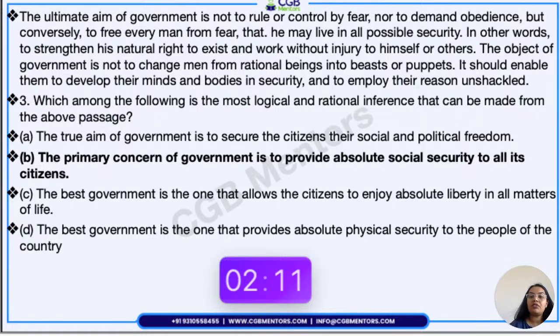So, which among the following is the most logical and rational inference? Inference means in lines के बीच में hidden. Okay? इस paragraph के पीछे छुपा हुआ meaning. That's what you have to figure out. Okay? So यहाँ पे the ultimate aim of government is not to rule or control by fear, nor to demand obedience, but to free every man from fear, so he may live in all possible security. Okay, that's the vision. In other words, to strengthen his natural right without injury to himself.